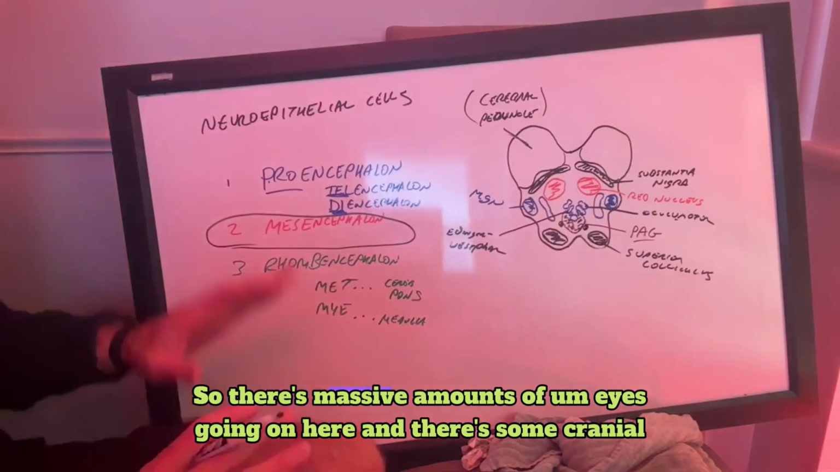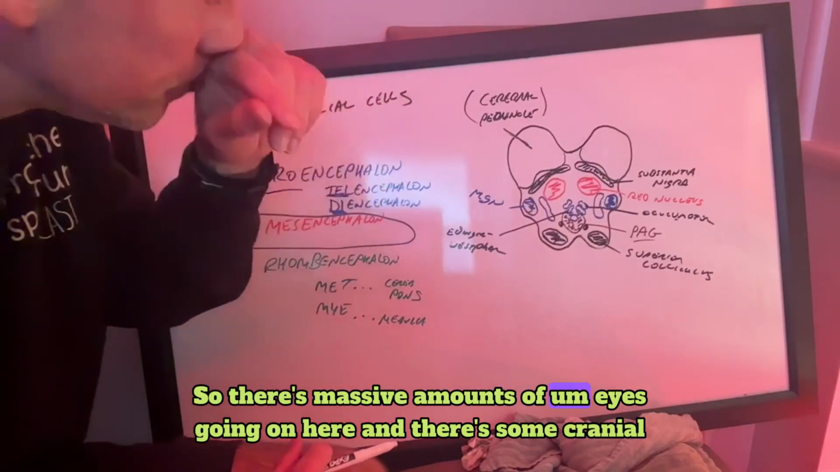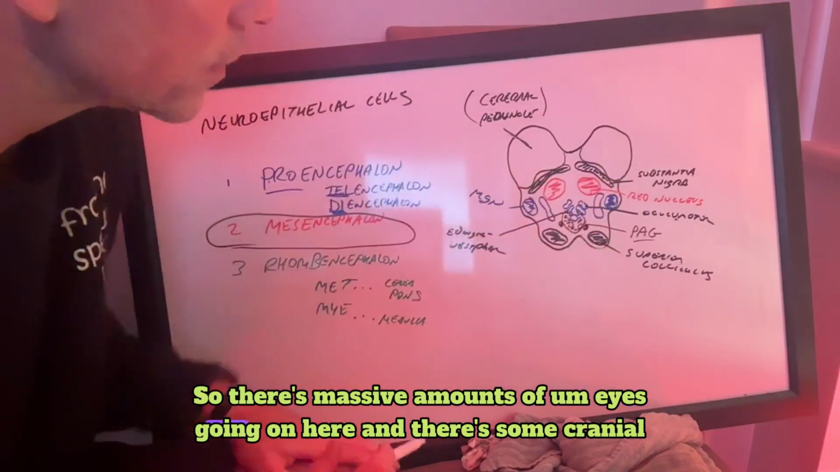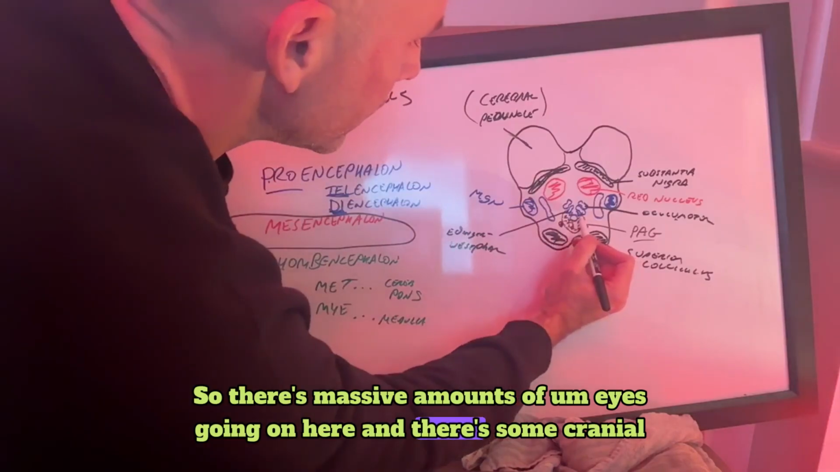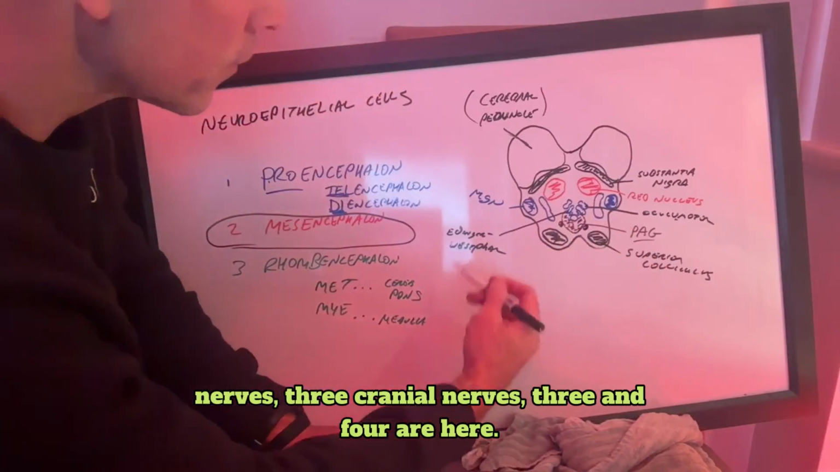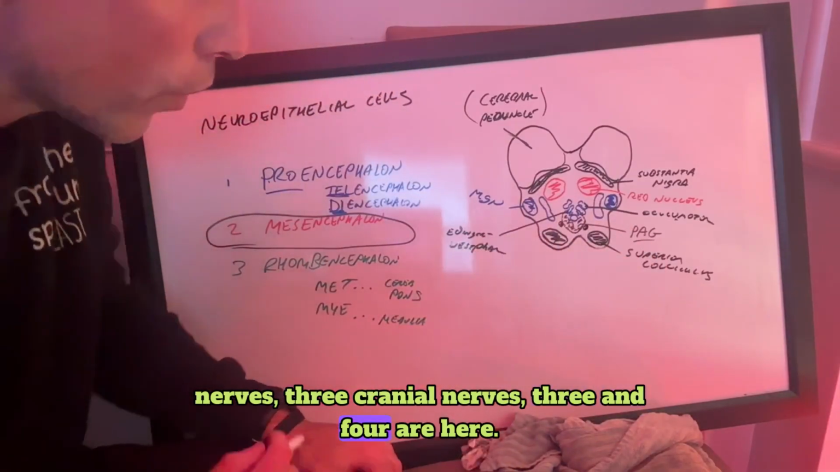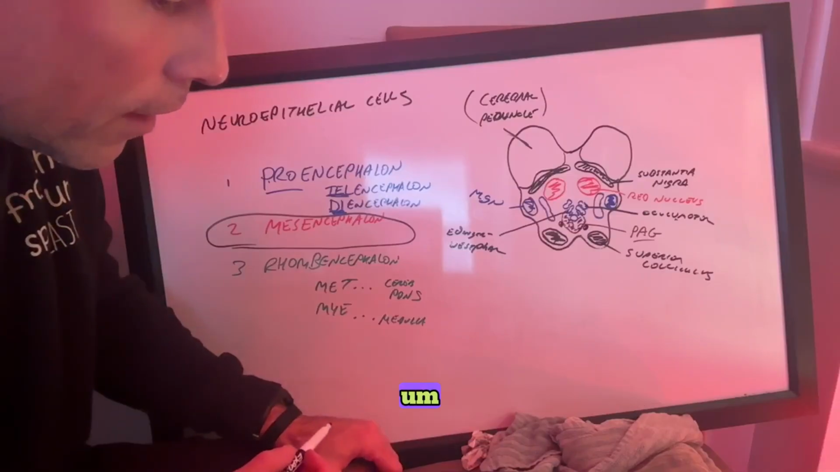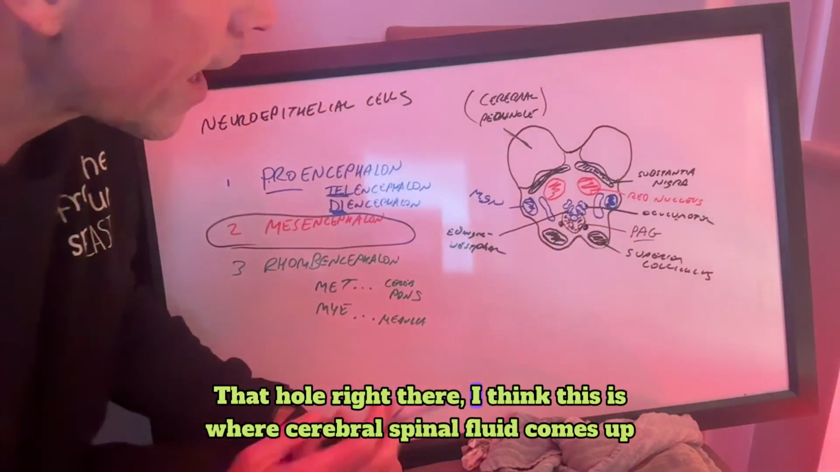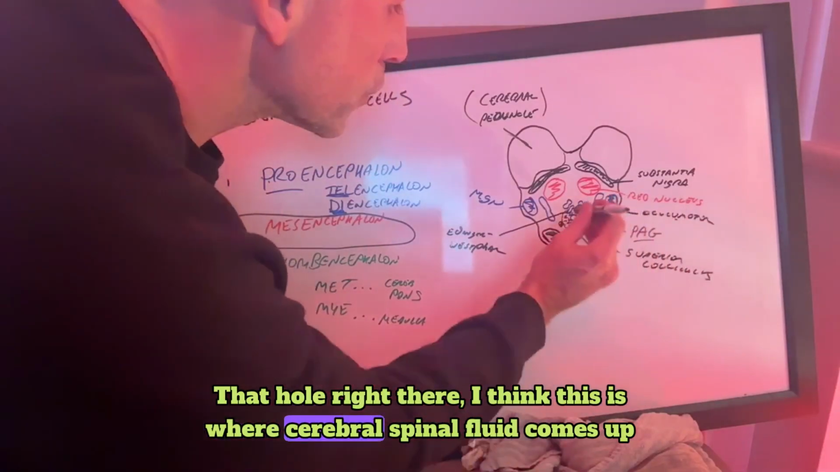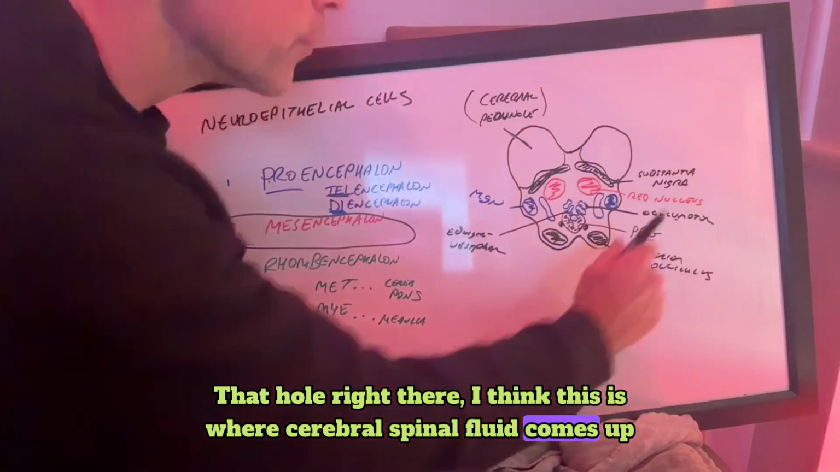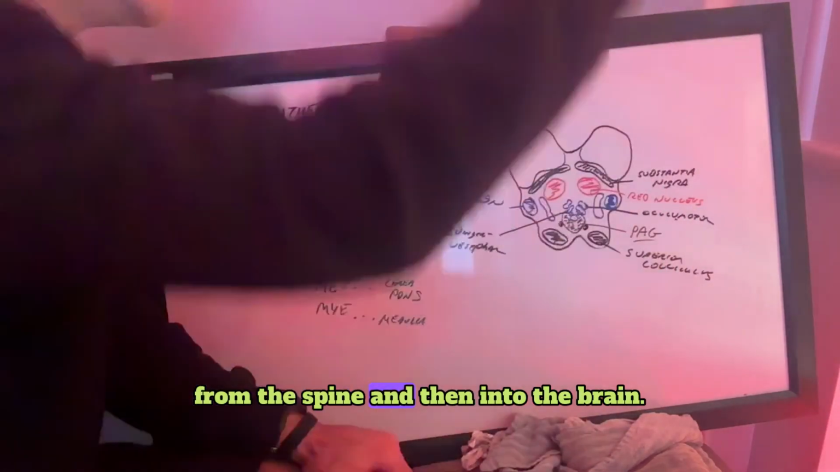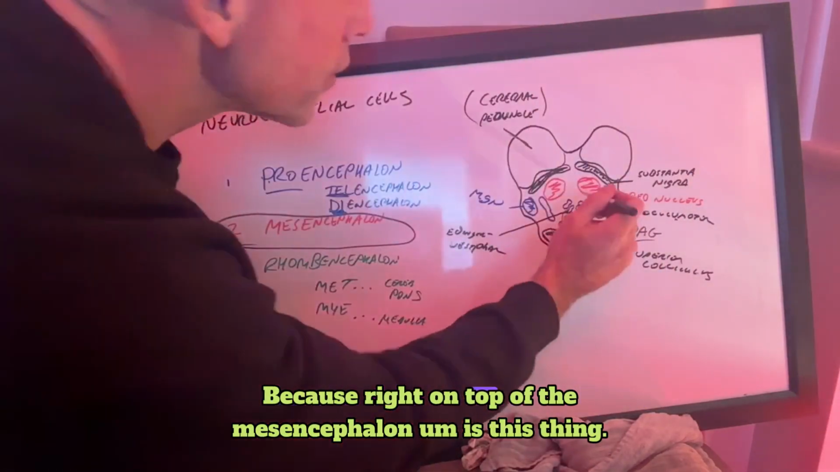And then the oculomotor. So there's massive amounts of eye activity going on here, and there's some cranial nerves. Cranial nerves 3 and 4 are here. That hole right there, I think this is where cerebrospinal fluid comes up from the spine and then into the brain.